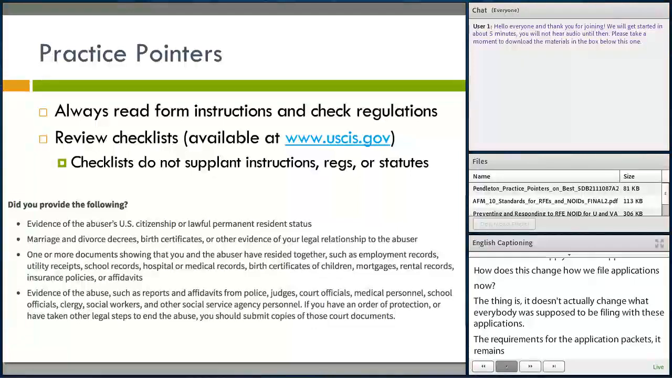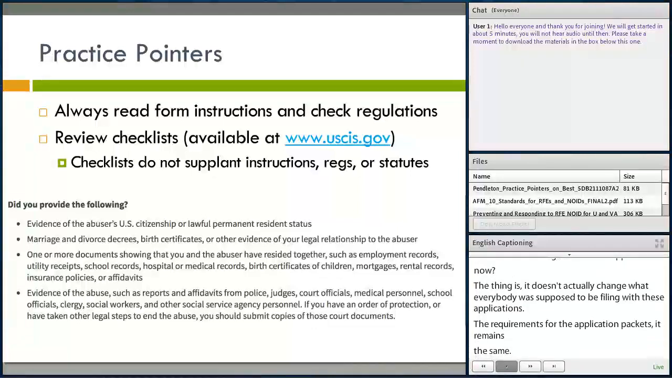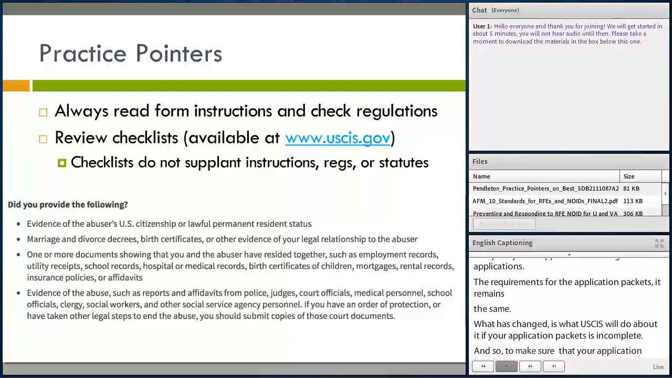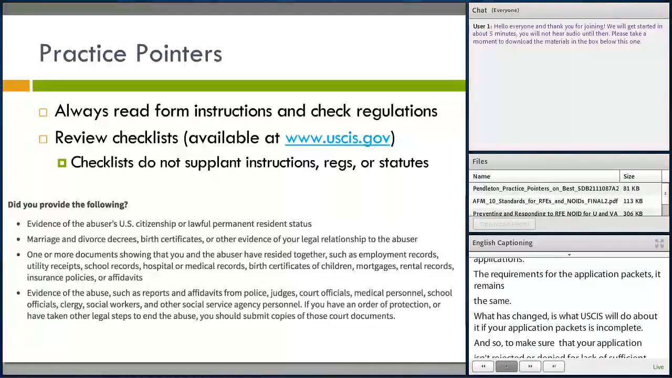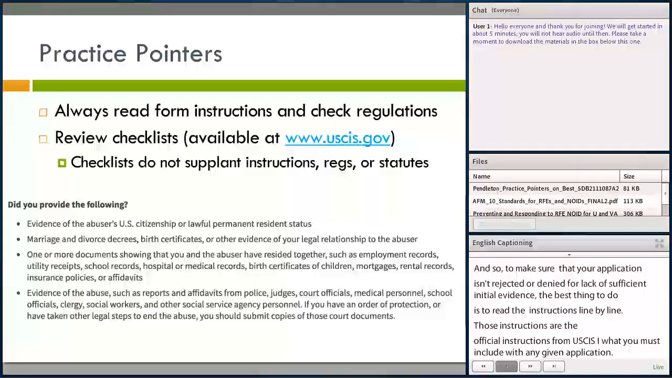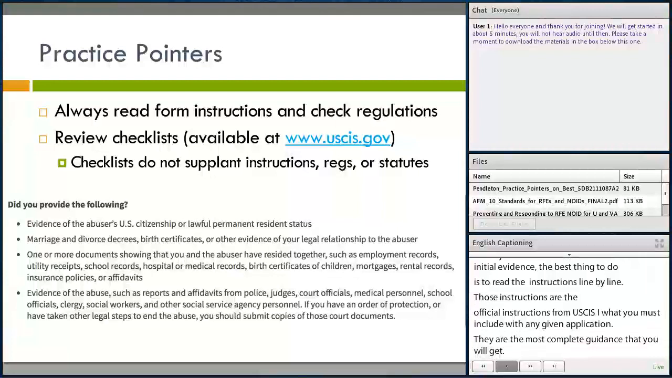And so to make sure that your application isn't rejected or denied for lack of sufficient initial evidence, the best thing to do is to read the form instructions line by line, because the form instructions are the official instructions from USCIS on what you must include with any given application. And they're the most complete guidance that you're going to get. So reading the form instructions, which do change pretty frequently, is always a good idea. And you always want to check the regulations as well.